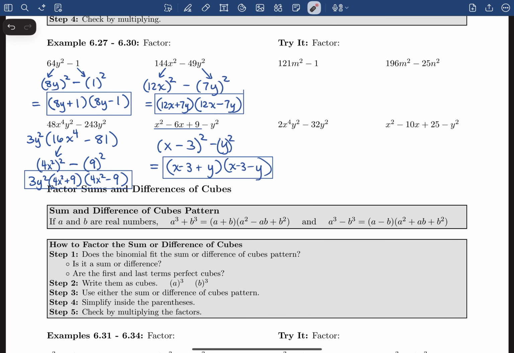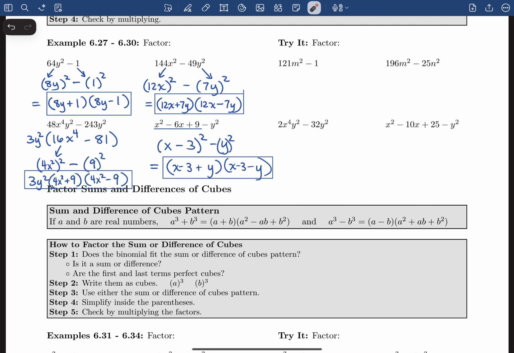And now we'll move on to our final factoring pattern of the day. And this factoring pattern is called the sum and difference of cubes. All right, it's actually two patterns, the sum of cubes and the difference of cubes patterns. So here they are. So if a and b are real numbers, then if I see one thing that's cubed plus another thing that's cubed, I can factor it into this. So I take that a and that b and add them together. And then I create a trinomial, a squared minus a times b plus b squared.